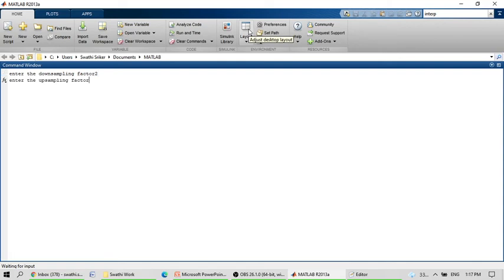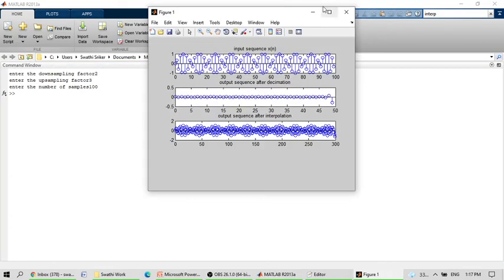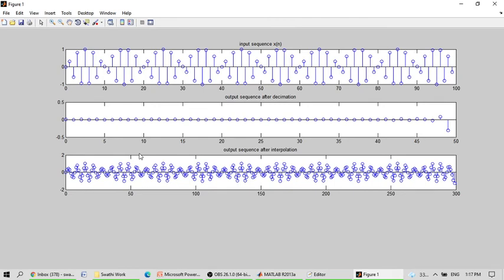I want to increase the number of samples by a factor of 3, let us say, and the number of samples in the original sequence is 100. So let us see the output. See here, this is your actual input x of n. How many samples is it getting? 100 samples. Then after decimation I have reduced by what factor? I have reduced by a factor of 2.